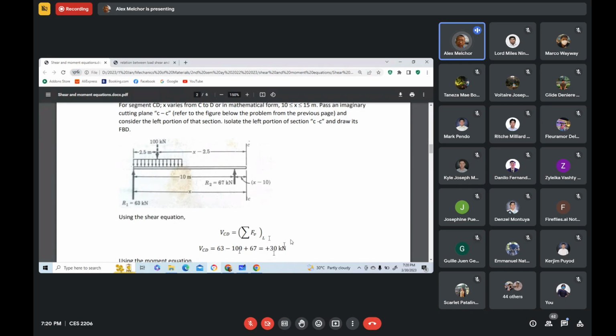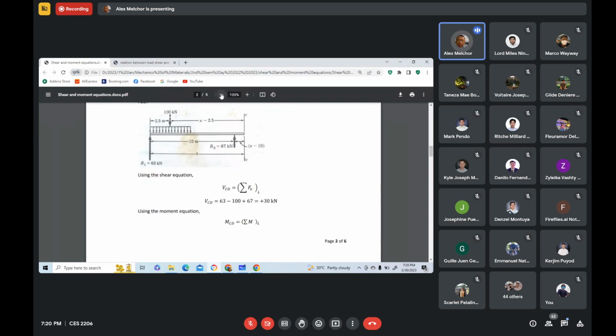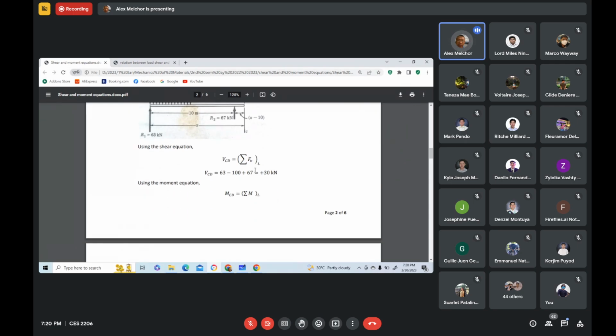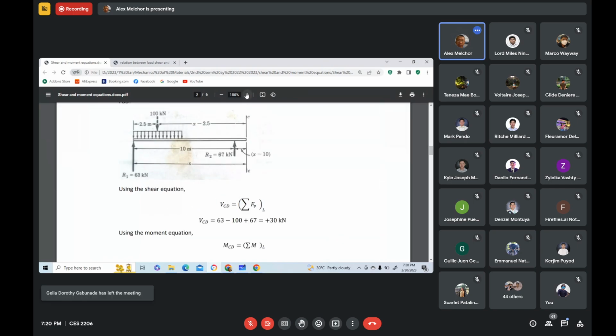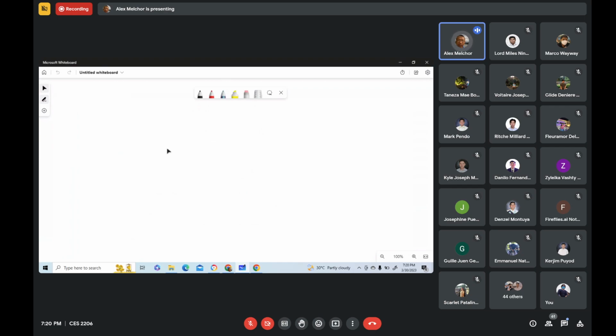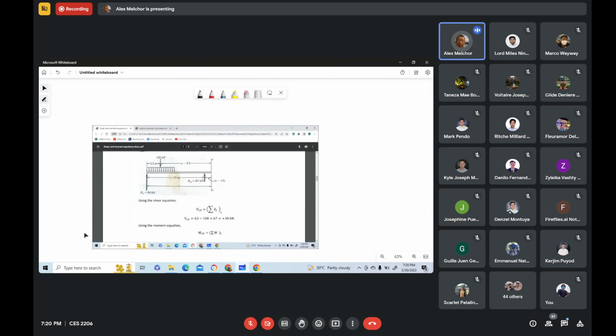And then the moment equation for segment CD, okay. I'm going to print screen this and paste it here in our whiteboard.